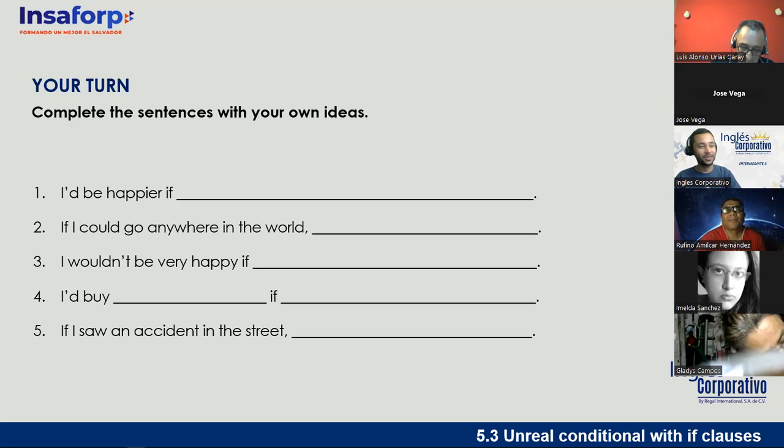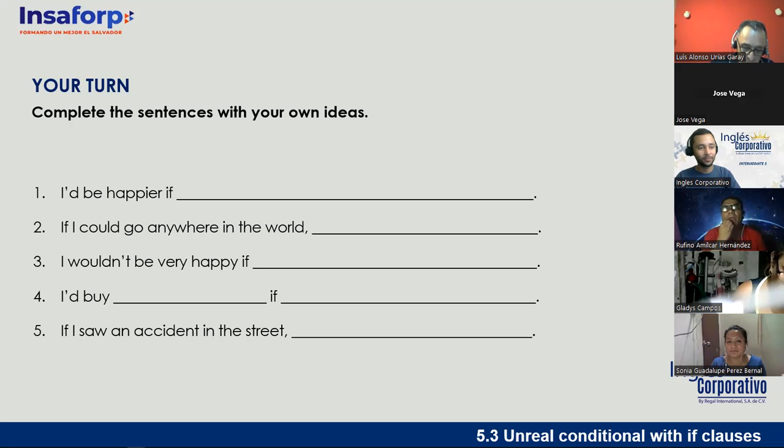Jose Vega now, please. Okay, teacher. If I could go anywhere in the world, I would choose Switzerland. You would choose Switzerland. And sorry? Switzerland and Sweden. Switzerland, okay. For landscape. For paisaje. Okay, for the landscapes. Great. You will choose Switzerland for the landscapes. Great choice.